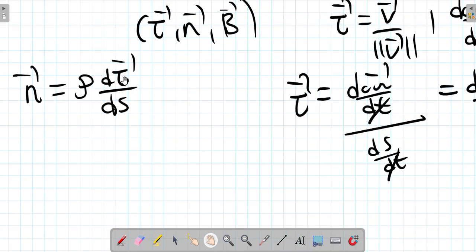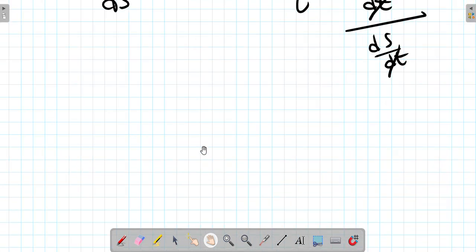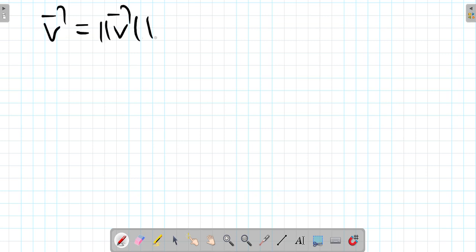Now you will see why it's important. From what we have now, we can calculate the vector vitesse. We said the vector vitesse was given by the magnitude of v times tau.